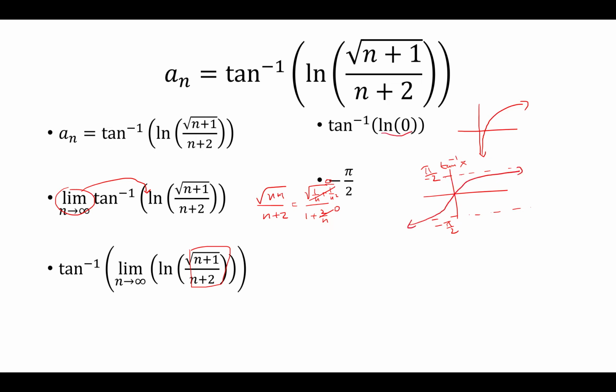So this thing is going to negative infinity, but as x approaches negative infinity, inverse tangent of x is getting closer and closer to negative pi over 2. So our limit is negative pi over 2, which means our sequence converges.